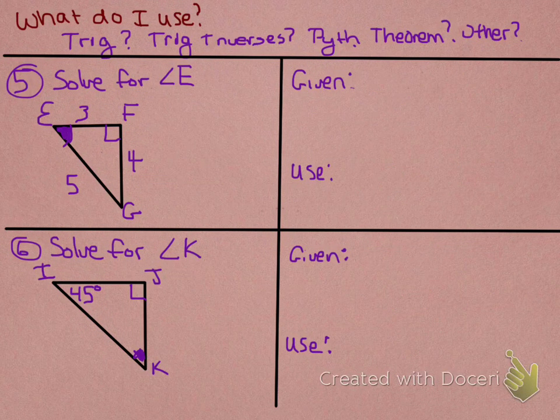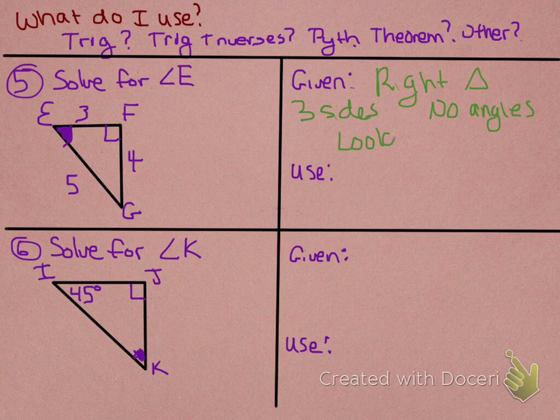Solve for angle E. Okay, so I'm given that this is a right triangle. I'm given three sides. I'm not given any other angles, so no angles. Looking for an angle. I can't use Pythagorean theorem because I've got all three of my sides. I can't use my trig because I have to be given at least one side and one angle. I meant you can't use trig, depending on what I said.